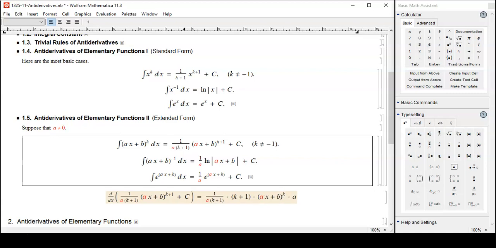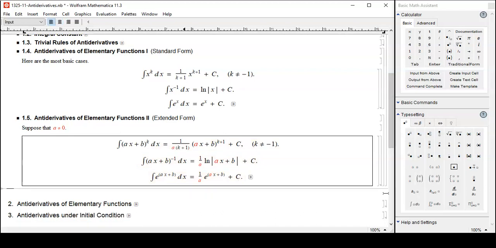And what is it? That's a. So if I calculate everything, this k plus 1 and that k plus 1 will cancel each other out. This a and that a will cancel each other out. And do we get the integrand back? Yes, indeed. I get this one back. You can deduce the other same way. What's the recurring theme? 1 over a, in order to undo the chain rule.